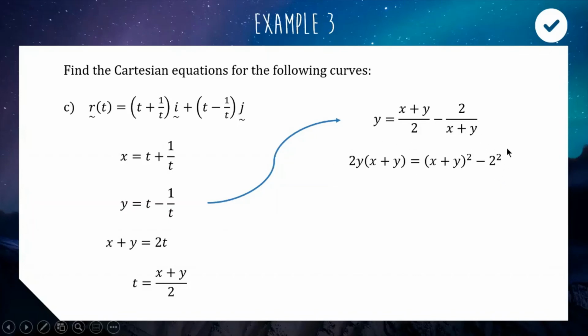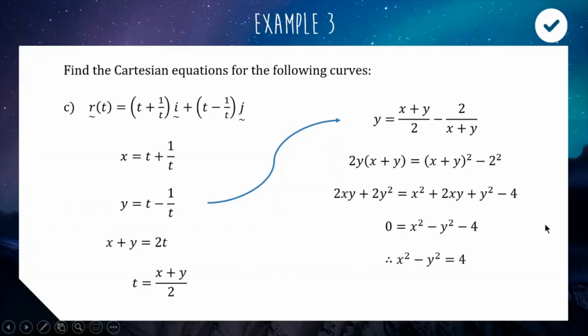Now we just need to expand it all out. So we get 2xy plus 2y squared. We get x squared plus 2xy plus y squared, and we have minus 4. Almost there. We can cancel the 2xy's, take them away from both sides. We can take y squared off both sides, and we end up with x squared minus y squared minus 4 equals 0, which means that x squared minus y squared is equal to 4.